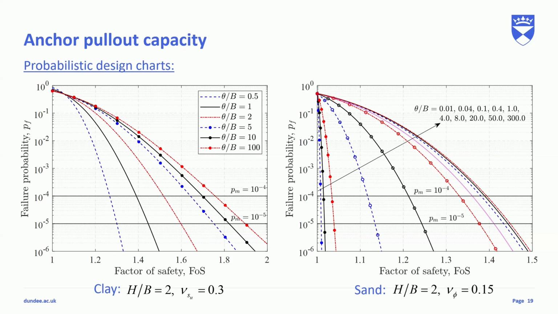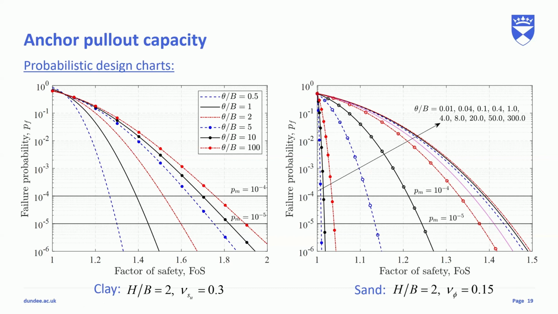So this is the probabilistic design chart for clean sand. Once you know the target failure probability, P_f, and you know the theta, which can be found from offshore site investigation, then you can find the factor of safety, which is the global factor of safety. See, this is for clay, this is for sand.